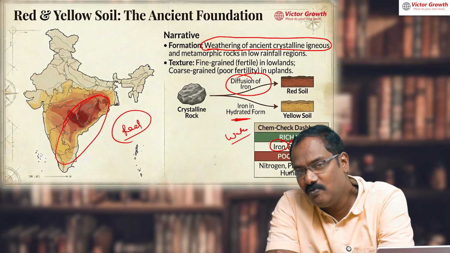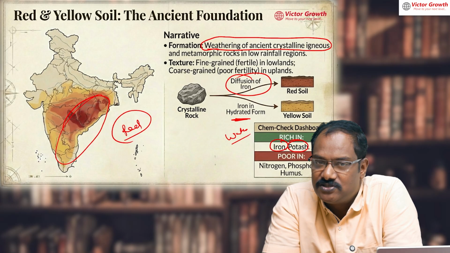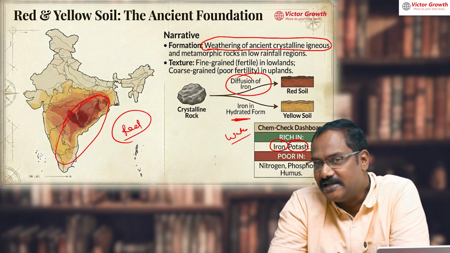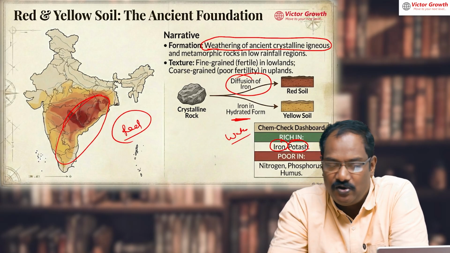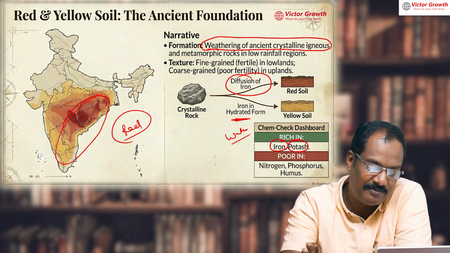Understood? So red and yellow soil, what is the first thing? Where is the location? It is in the Eastern Peninsula. Normally red in color because of diffusion of iron, and when it is hydrated, when you throw water into it, it becomes yellow. It is weathering of ancient crystalline igneous rocks, you can say, metamorphic rock.